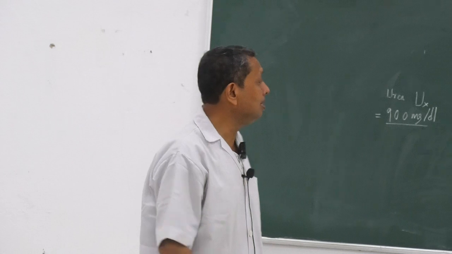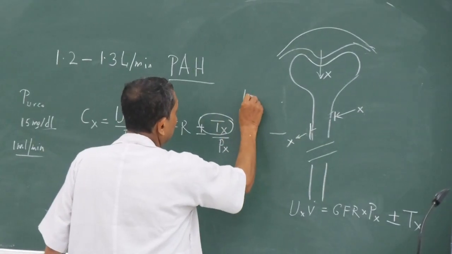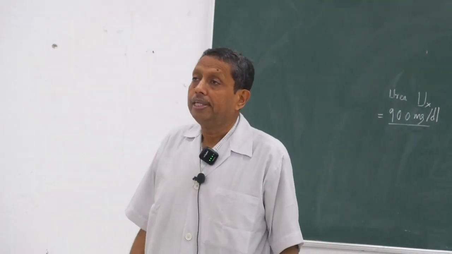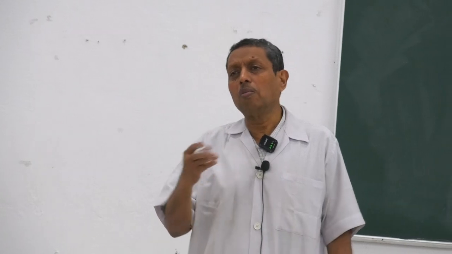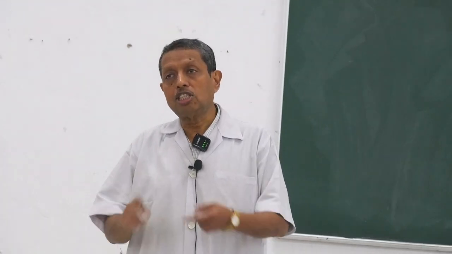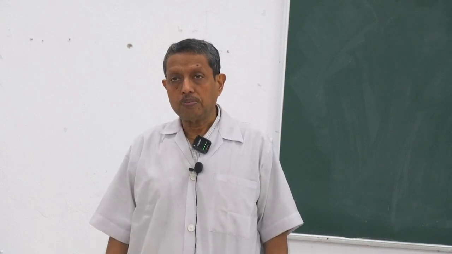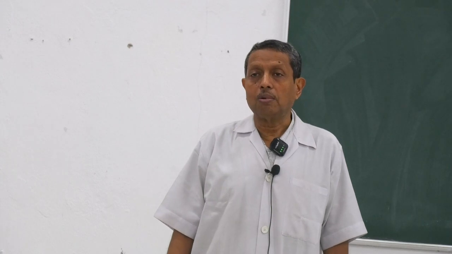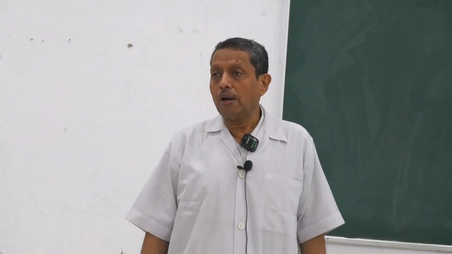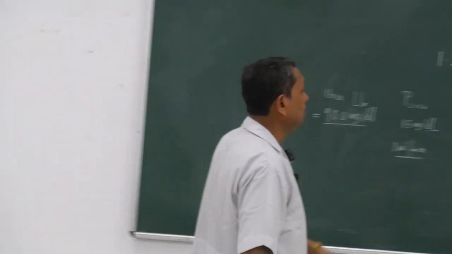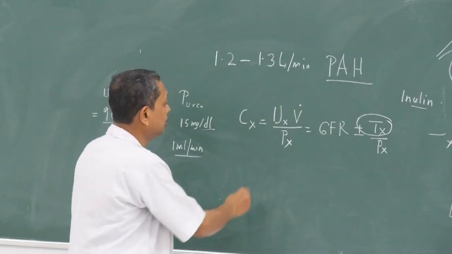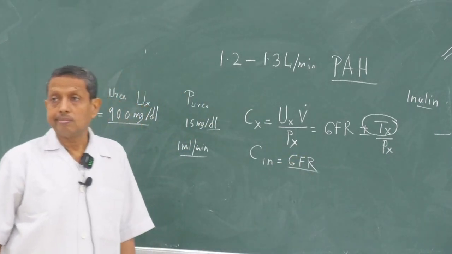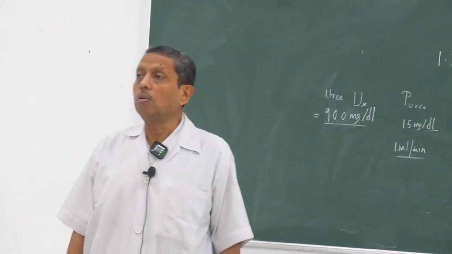Suppose inulin. Inulin is a carbohydrate, a fructose polymer of molecular weight 5200. It will not bind to any protein, it is a small molecule, and it is freely filtered, neither secreted nor reabsorbed. It is non-toxic, and it is not metabolized. So its clearance is equivalent to that of the GFR. If this part is zero, then the clearance of inulin will be the GFR, the glomerular filtration rate.